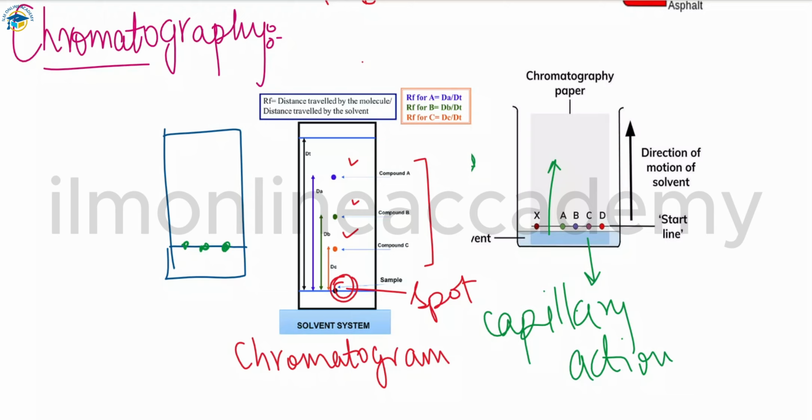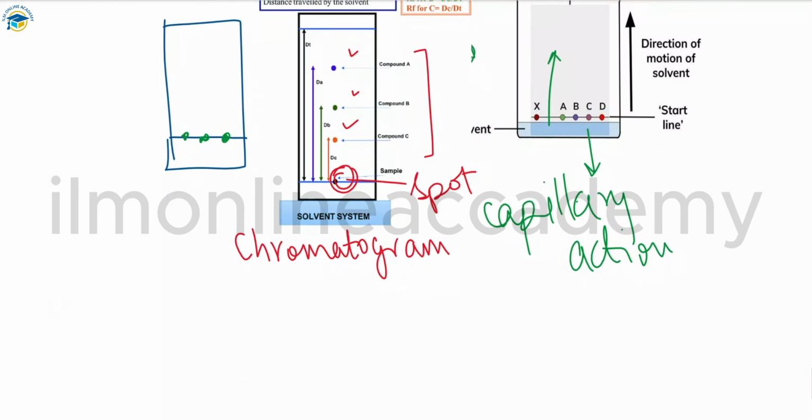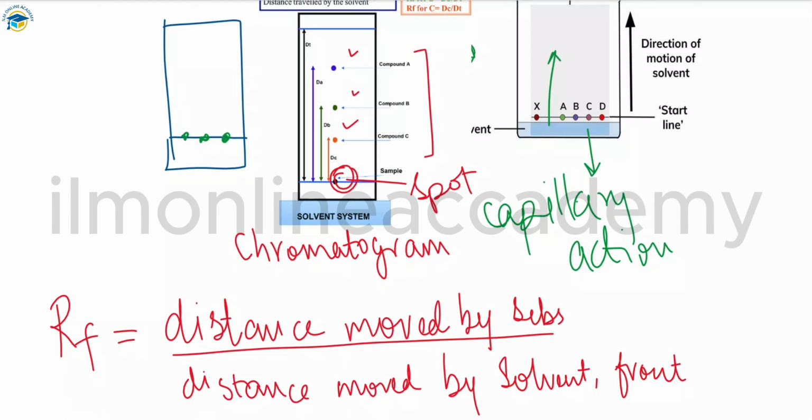We have the RF value, and RF value equals the distance moved by the substance divided by the distance moved by the solvent front. So this is the formula through which you can easily find out the RF value, or the retention factor.